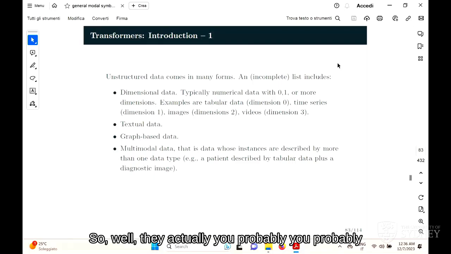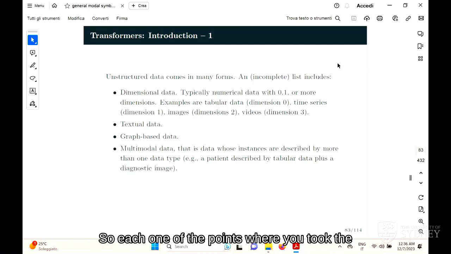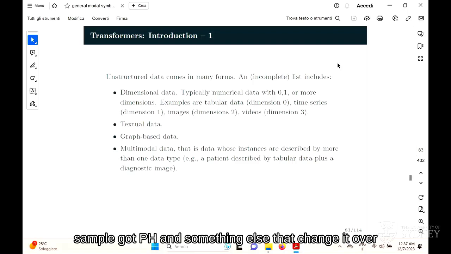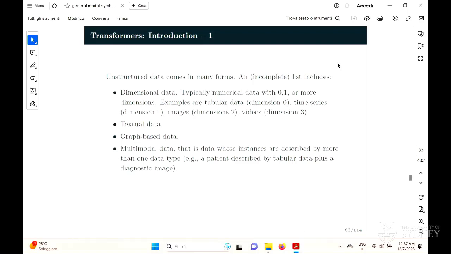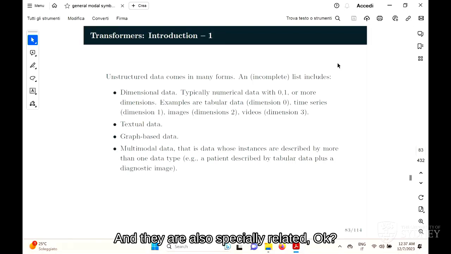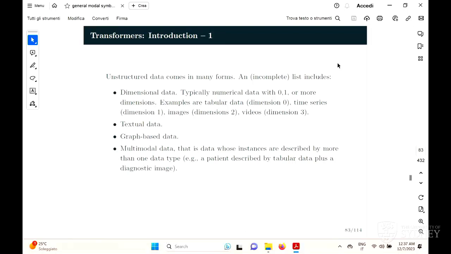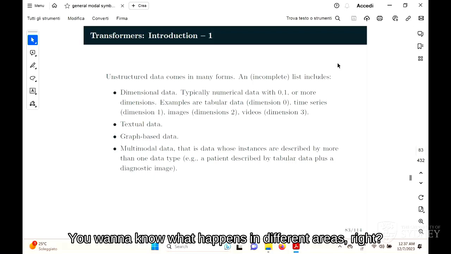Well, actually, you probably got them more than once, right? So, each one of the points where you took the sample got pH and something else that changed over time. So that's a time series. Am I right? Many time series. And they are also spatially related. Okay? Because they're not all close together. You want to know what happens in different areas.